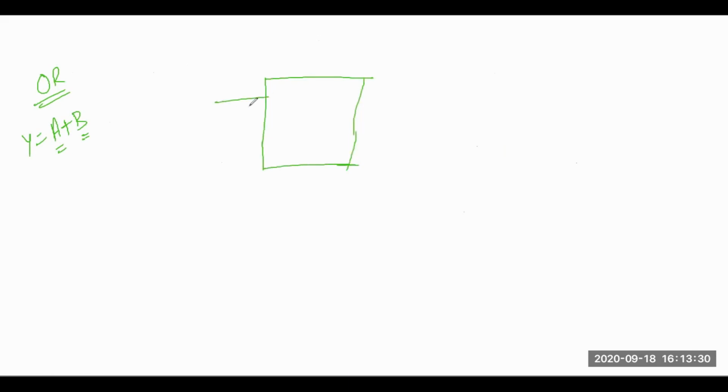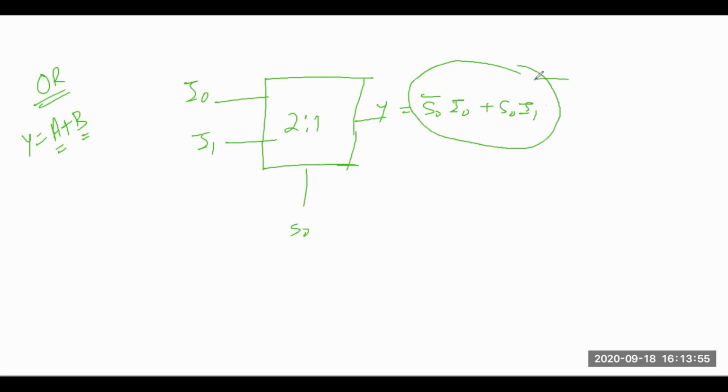So this is your 2 is to 1 multiplexer, this is your I0 and I1, one select line, that is S0, and one output. If you write your output in the conventional way, that output is basically S0 bar into I0 plus S0 into I1. Now you need to change this expression to A plus B. So think in this way.